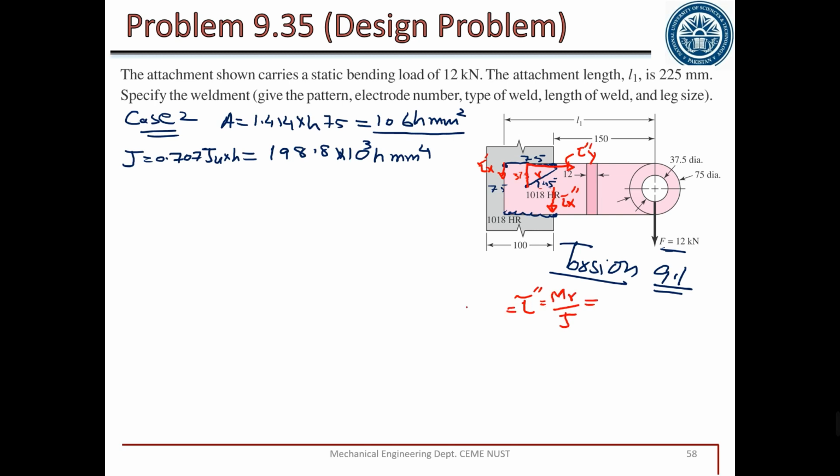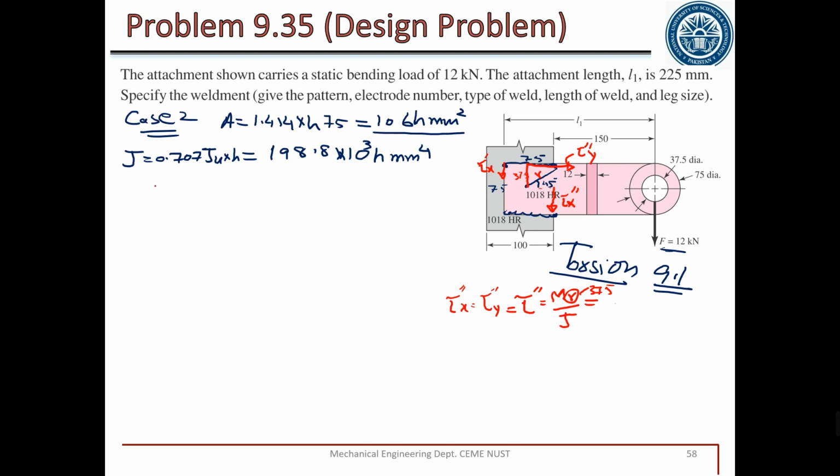So we get tau double prime x equal to tau double prime y is equal to, instead of R we use 37.5. We have the moment here which we will calculate, and J is the same, so we will get the same value for tau double prime x and tau double prime y. In this specific case it is the same. Otherwise, if you have a different value of R, just substitute the value and get the value of tau double prime x and tau double prime y.